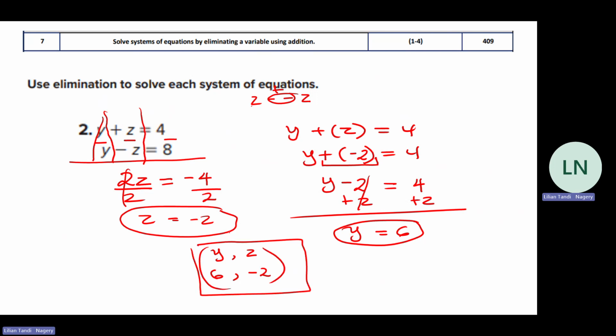Now I want to check to confirm. So here I have 6 plus negative 2 equals 4. Yes, 4 equals 4. So then here I have 6 minus negative 2. 6 minus negative 2 becomes plus. This becomes 8. So I am correct. So this is my answer.